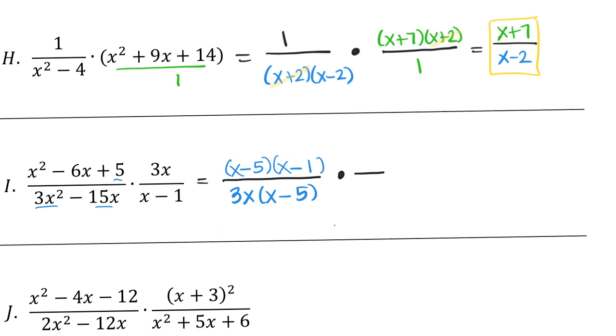Okay, second fraction, 3x, that's a monomial. x minus 1, I can already see it's going to cancel. So what cancels? x minus 1, top, bottom. x minus 5, top, bottom. 3x, top, bottom. So everything canceled. When everything cancels, what's our answer? It's 1. If you have 5 over 5, you get 1. So if you divide something by itself, we end up with 1. Everything cancels, we get 1.